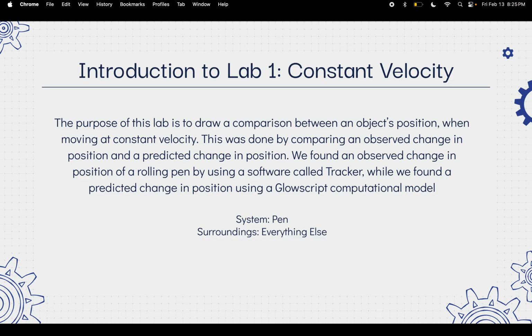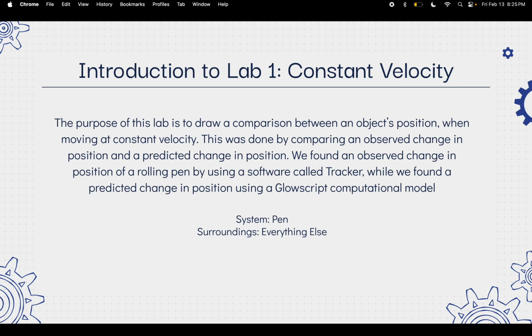For the introduction, the purpose of this lab is to draw a comparison between an object's position when moving at constant velocity. This was done by comparing an observed change in position and a predicted change in position. We found an observed change of position of a rolling pin by using a software called Tracker, while we found a predicted change of position using a GlowScript computational model.